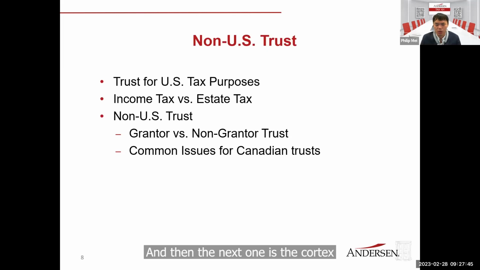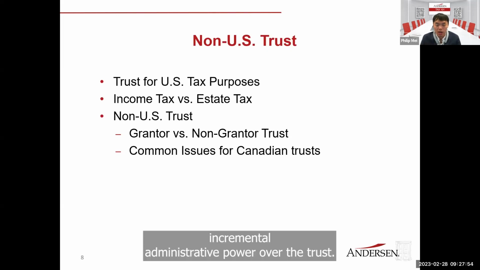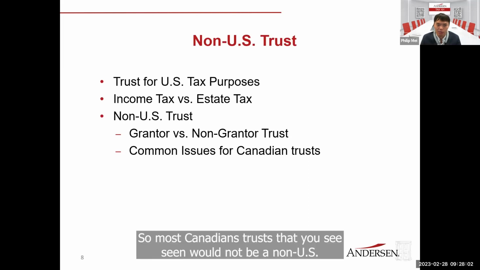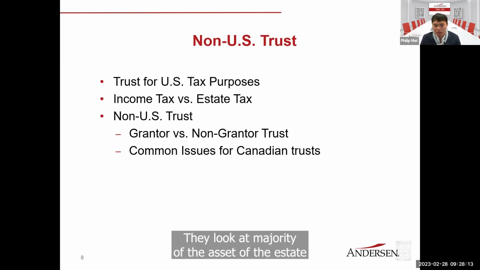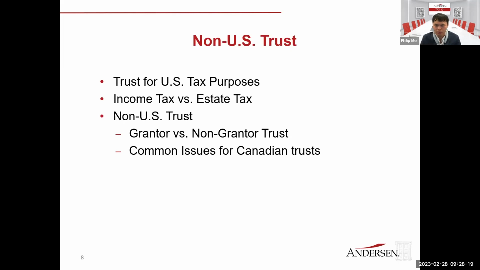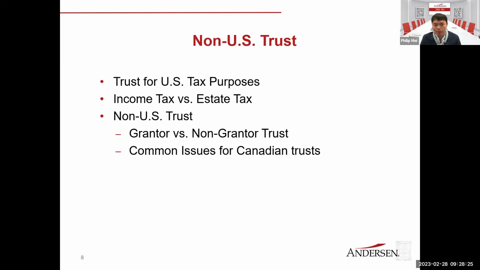And then the next one is the court test. The court test is whether any US court could exercise administrative power over the trust. So typically, if the trust was set up outside of the US, the court would not have the power. So most Canadian trusts that you've seen would be non-US trusts, even if they were controlled by a US person. Estate tax is slightly different. They look at the majority of the assets of the estate, and then look at whether the estate was controlled by a US person. So they have a slight difference in terms of how to determine the residency of the trust.